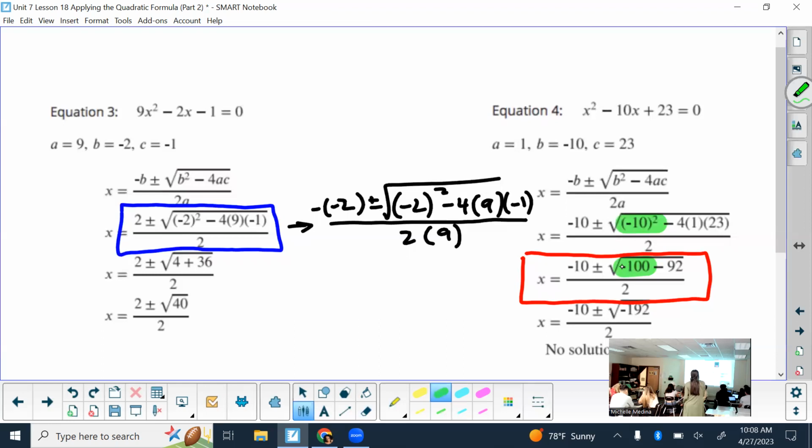I don't recall that being the first mistake. Maybe I'm wrong, or maybe there's one more mistake. Did anyone find another mistake in that one? Brian? So when you plug in the negative 10, so B is a negative 10, you're plugging it into negative B.